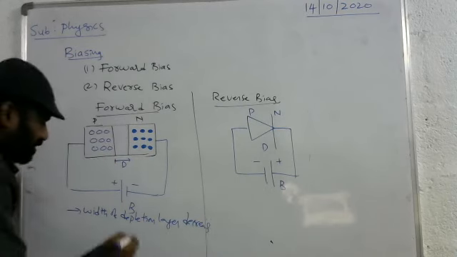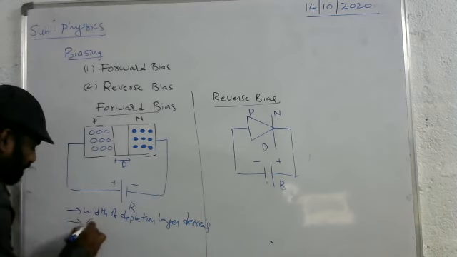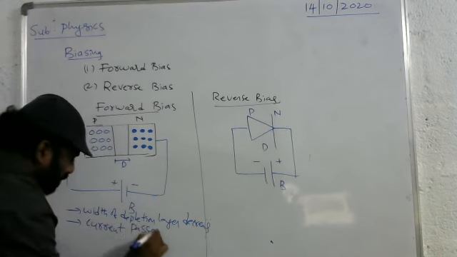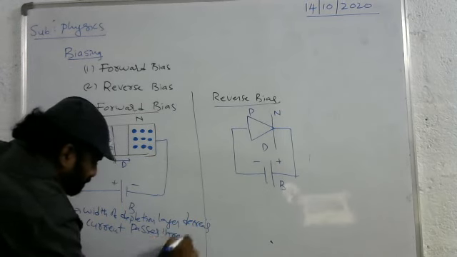What happens when the width of the depletion layer decreases? Current passes through the diode.